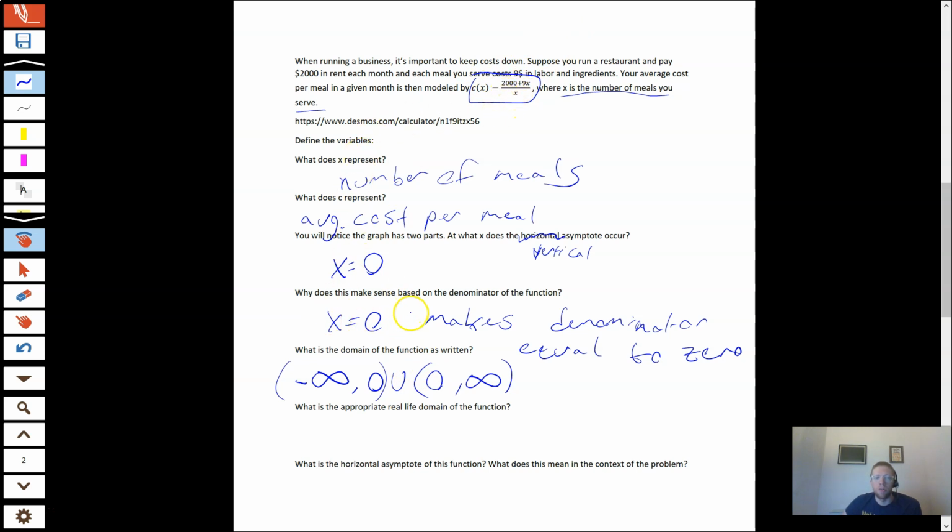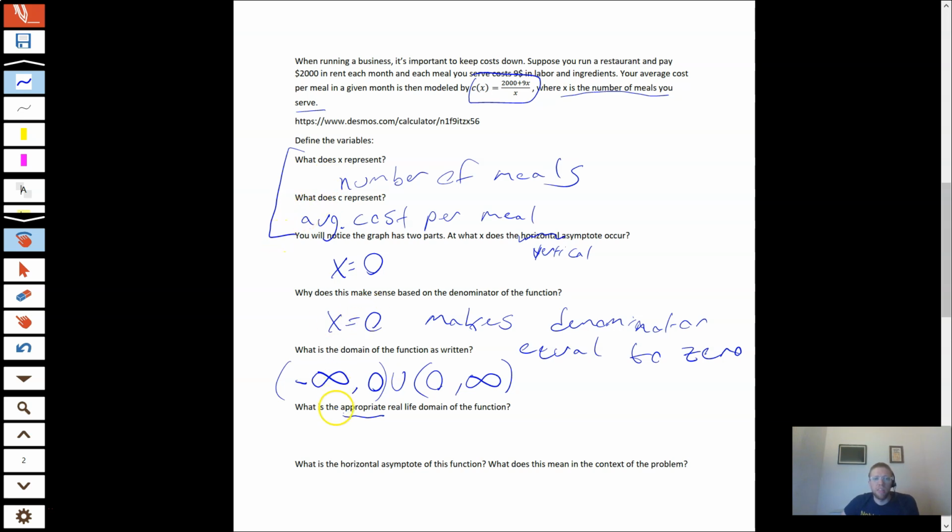And then the appropriate real-life domain. So this is like your common sense question, which is probably the most important question, at least will be 10 years from now, is whether you develop common sense or not, right? So the appropriate real-life domain ties back to what do the variables represent? Specifically, what does the x represent, right? And x is the number of meals.